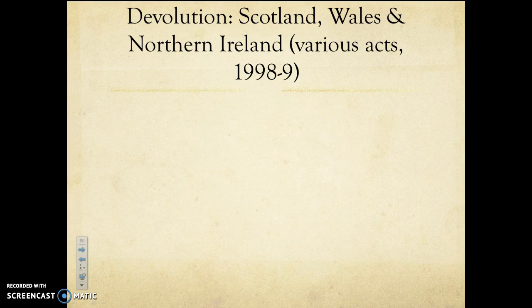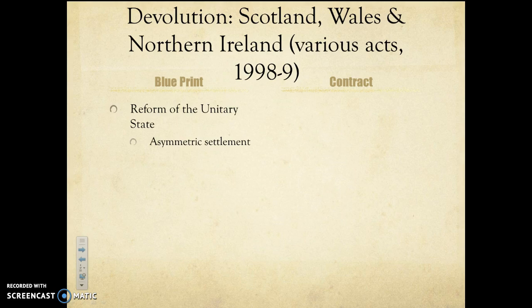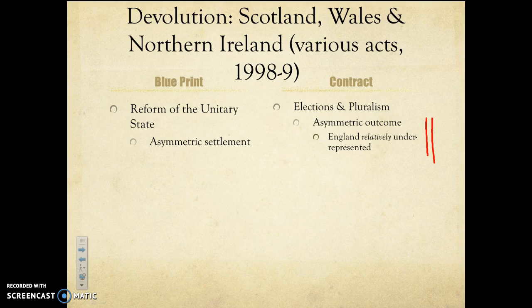And, of course, first up is devolution. Now, we can obviously see how this affected the blueprint. We have reform here of the unitary state. Worth pointing out at this point that it's an asymmetric settlement. In terms of contract, we can look at the same stuff from a slightly different angle. We can see a way in which, yes, we have an asymmetric outcome in which England is relatively underrepresented. So clearly, the effect of the constitutional reform has not been necessarily to make things better in that sense. England is now relatively underrepresented and it's still hanging out there.